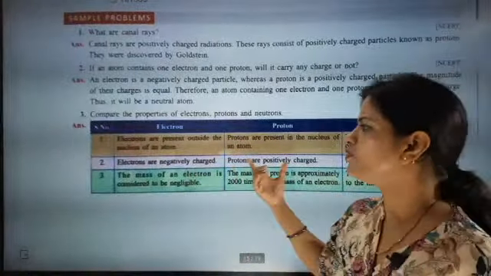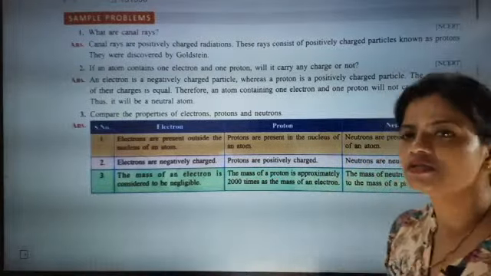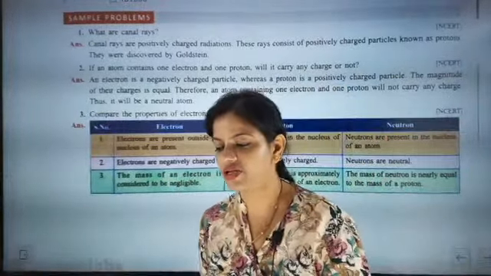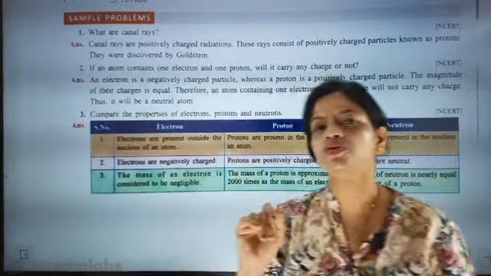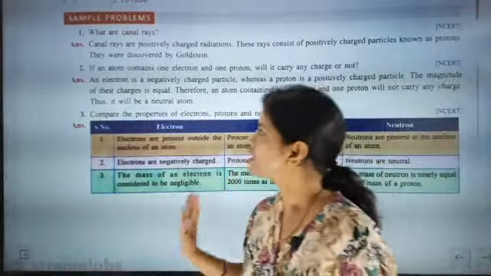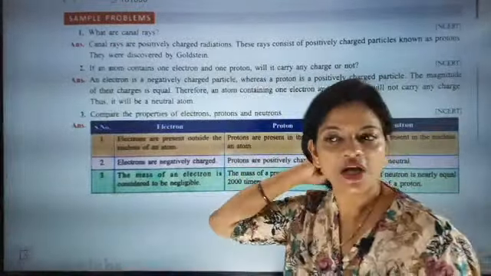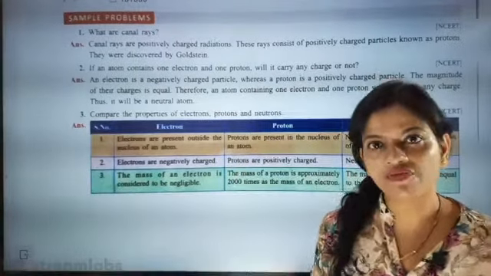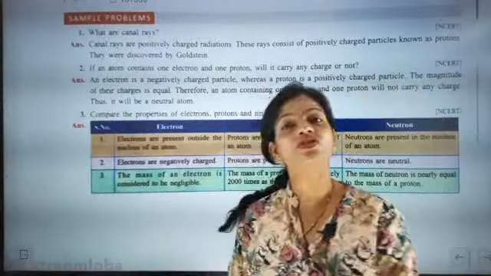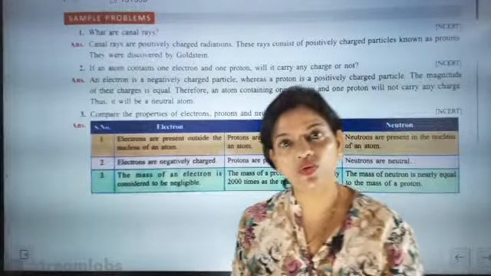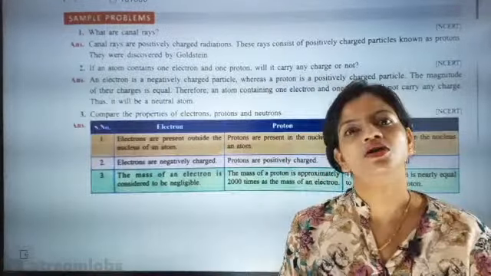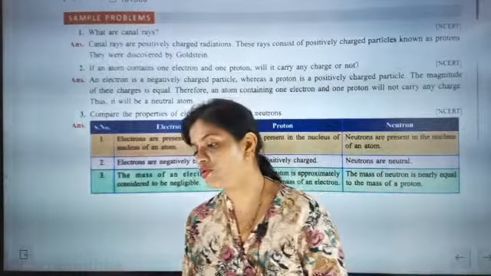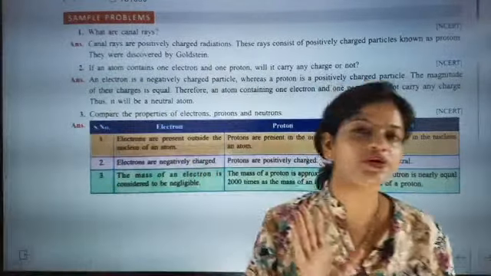Now electron, proton and neutron. This is a super important question for your coming examination. If you can answer this question, 100% you will get marks. One very important question for your final examination is: differentiate between electron, proton and neutron. In your question paper, a question related to electron, proton and neutron will 100% be there.